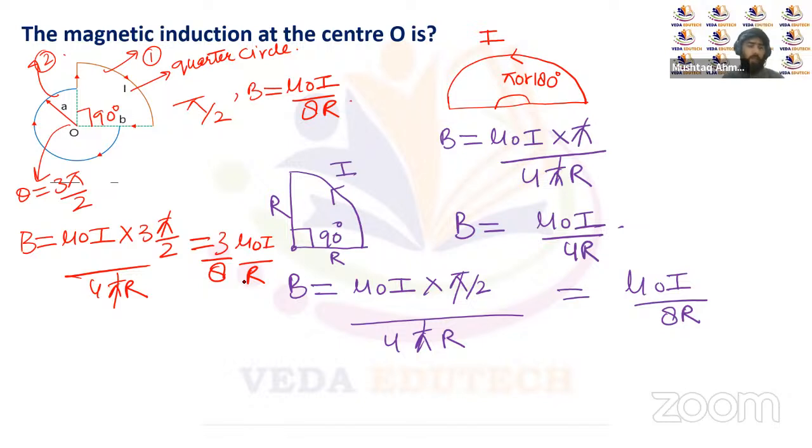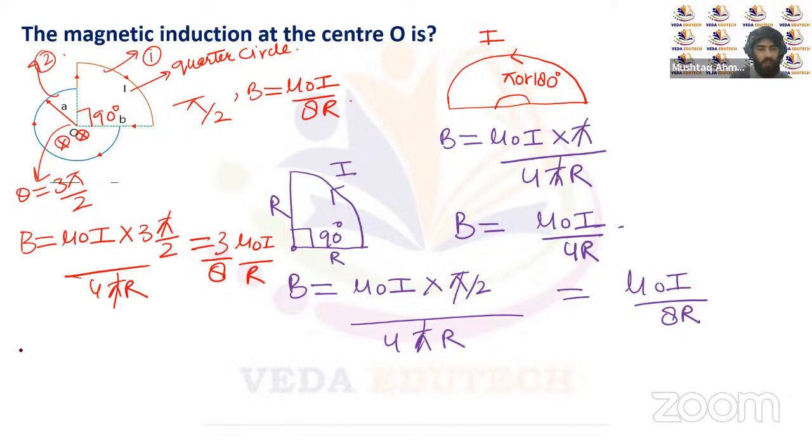So the net magnetic field at the common center O will be, you can see the direction of this circular arc here. The direction due to this circular arc will be into the plane, that will be a cross. And the direction due to this circular arc will also be into the plane, a cross. It means that the net magnetic field at this point will be the vector addition of the two magnetic fields.